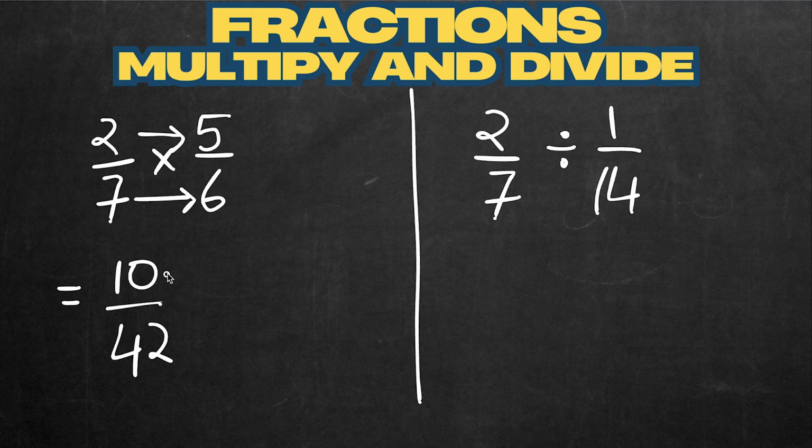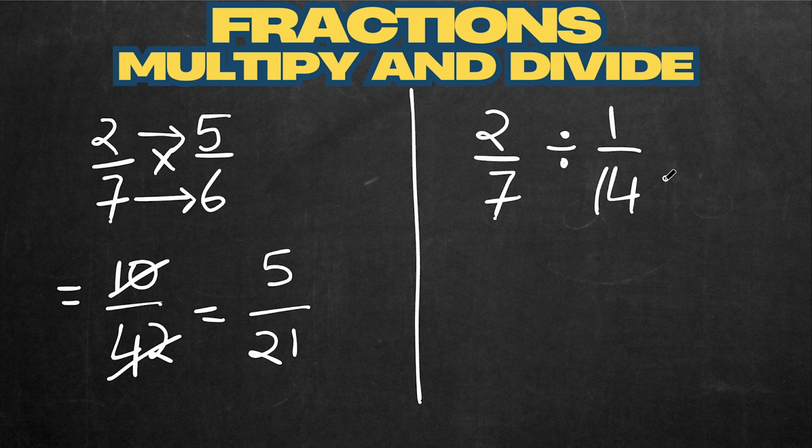Now at the end you can simplify it. For example, I know 10 and 42 both can be divided by 2. So when we divide 10 by 2 we get 5, and when we divide 42 by 2 we get 21. So this will be the final reduced answer, or the simplified form of the answer. 10 over 42 is not entirely wrong, but 5 over 21 is the answer that you should be gunning for. This is the form of simplification that we did discuss in one of the previous videos, so please check that out. Now let's do the divide.